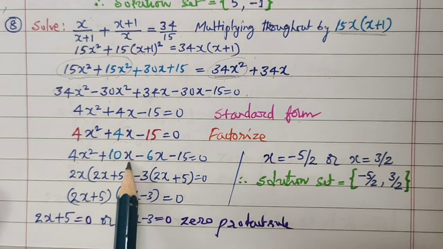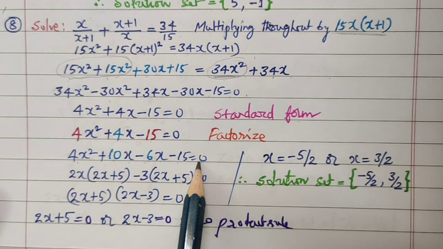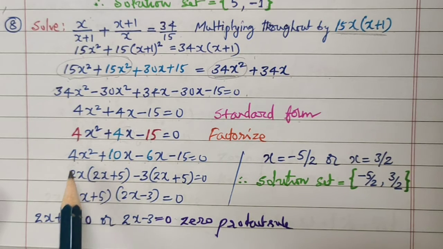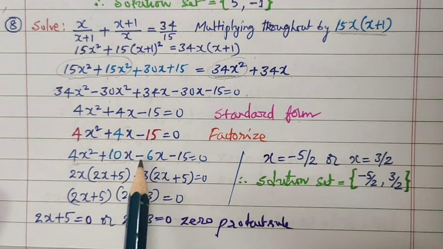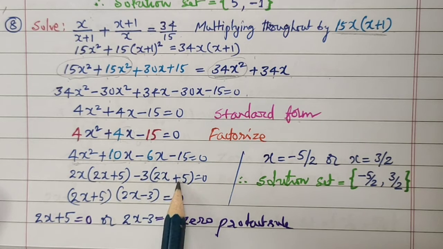4x² + 10x − 6x − 15 = 0. Take 2x out of these two as common. When you take out 2x, what is left is x + 5, so 2x(x + 5). Out of these two you take out −3, then 2x + 5 = 0. Out of these two, 2x + 5 is common, take that out, and what is left is 2x − 3 = 0. By the zero product rule, equate this to 0 and this to 0.